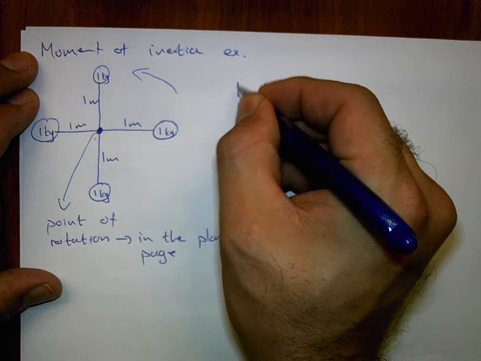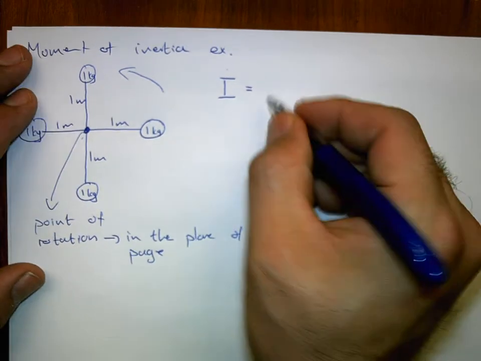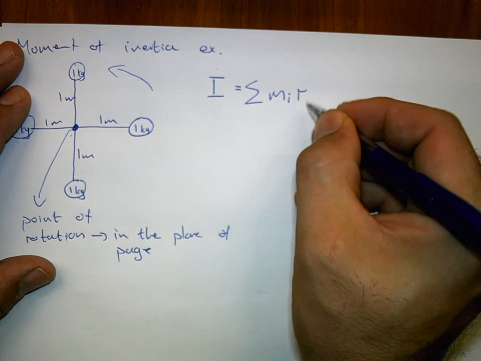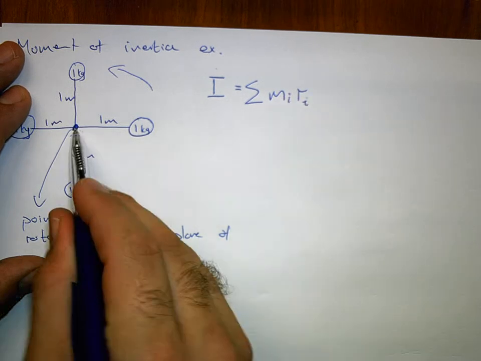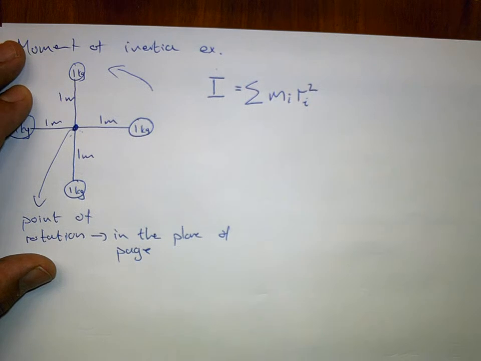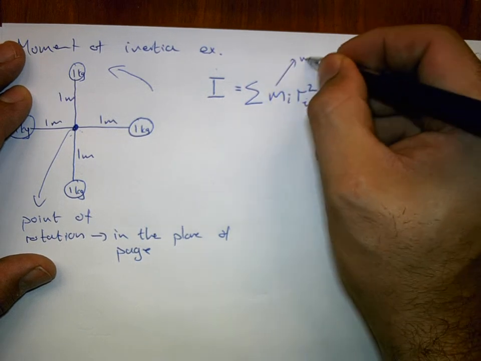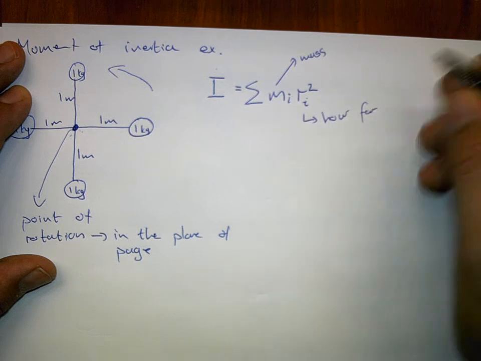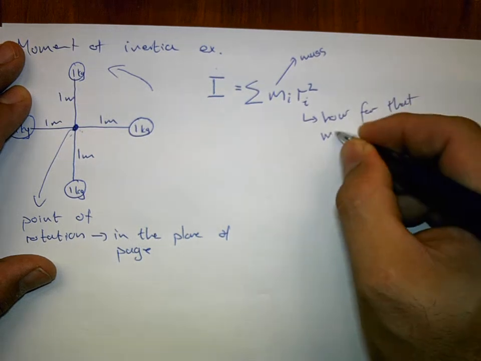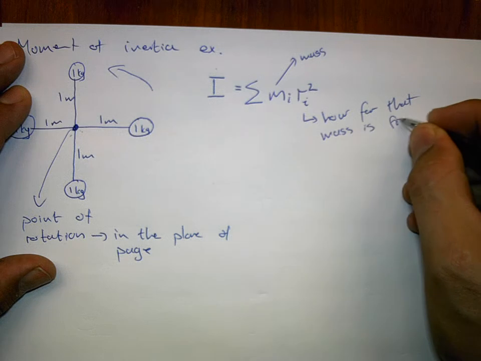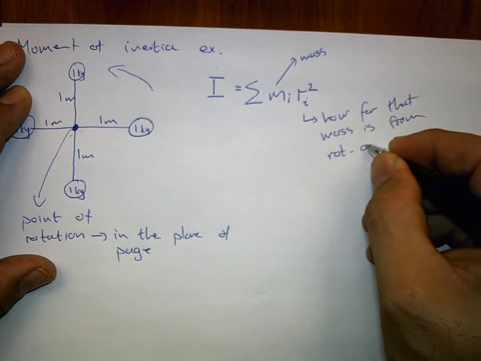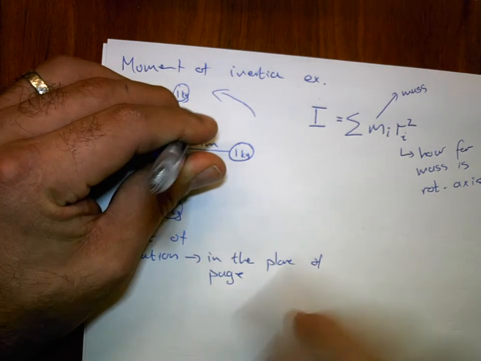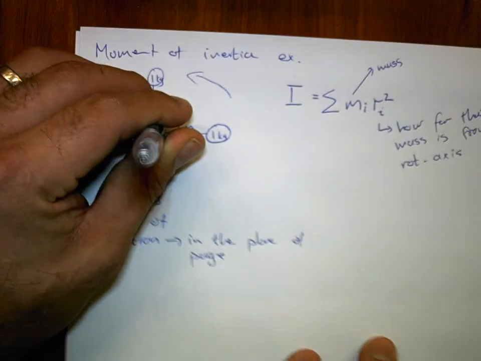So remember, we said the moment of inertia is equal to the sum of masses times how far they are from the axis of rotation squared. So this is just a mass. This is how far that mass is from the rotation axis. In this case, the rotation axis is sticking out of the page, given by my pen. So this cross rotates around that axis.